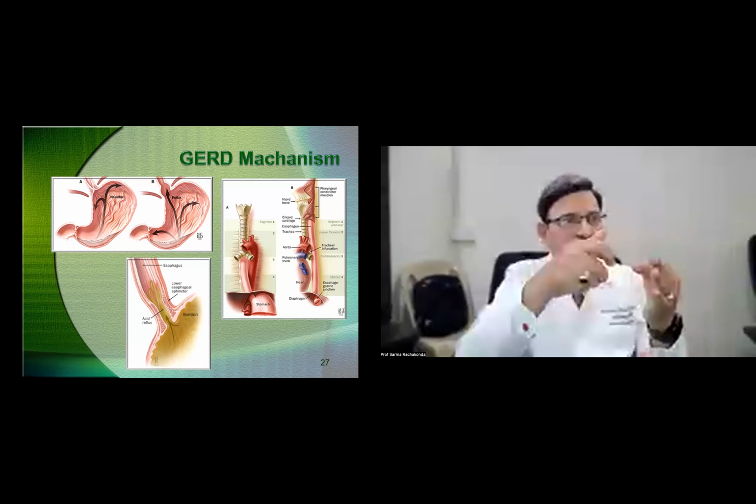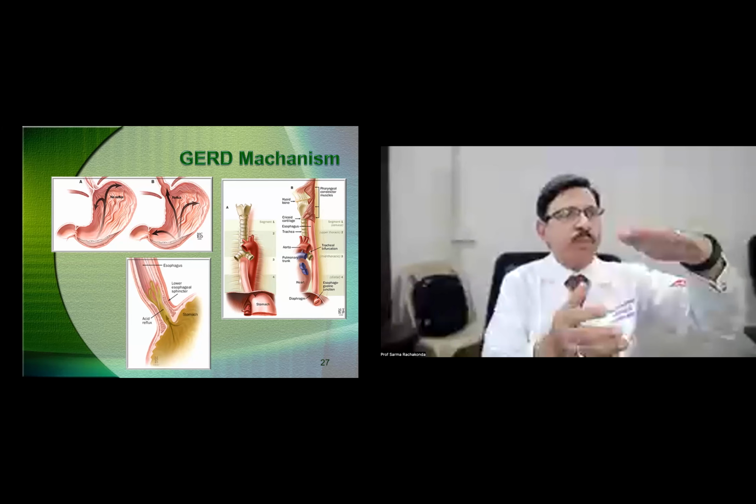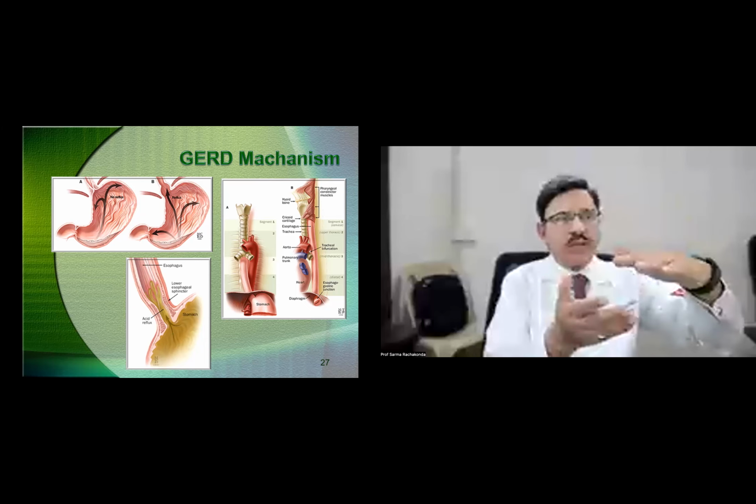Supposing you want to churn anything, the upper part should be closed, the lower part should be closed. Upper part is the gastroesophageal sphincter, lower part is the duodenal sphincter, the gastroduodenal sphincter. So these are tight, and the stomach is contracting during the 1.5 hours, 2 hours of time.